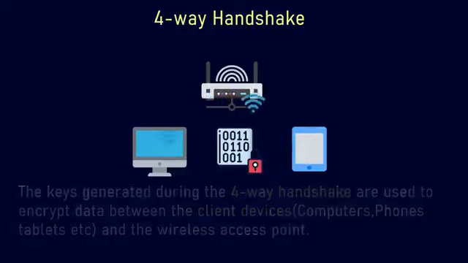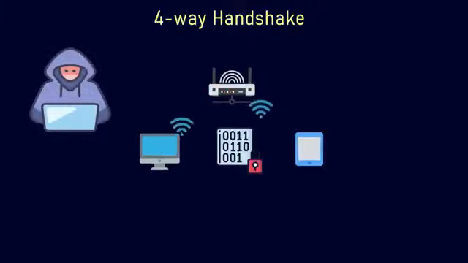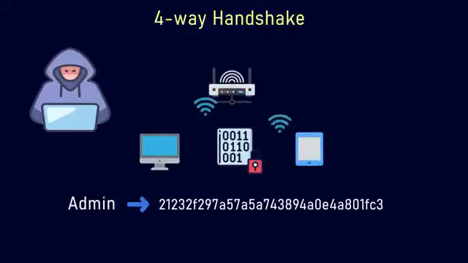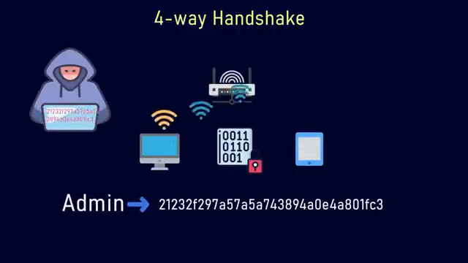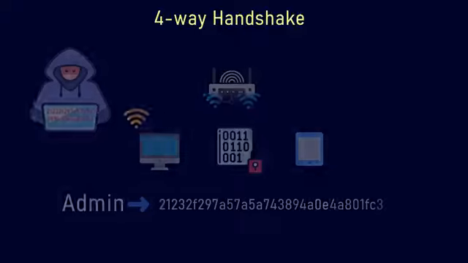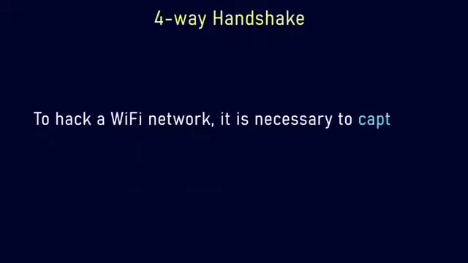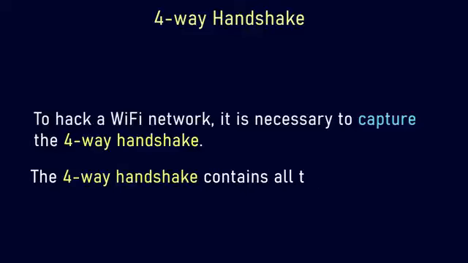This allows the client to access the internet securely. Data gets encrypted, and even if attackers intercept this encrypted data, they will only see scrambled or encrypted information, not the original data itself. Now, to hack a Wi-Fi network, we need to capture the four-way handshake. Capturing the four-way handshake is essential.